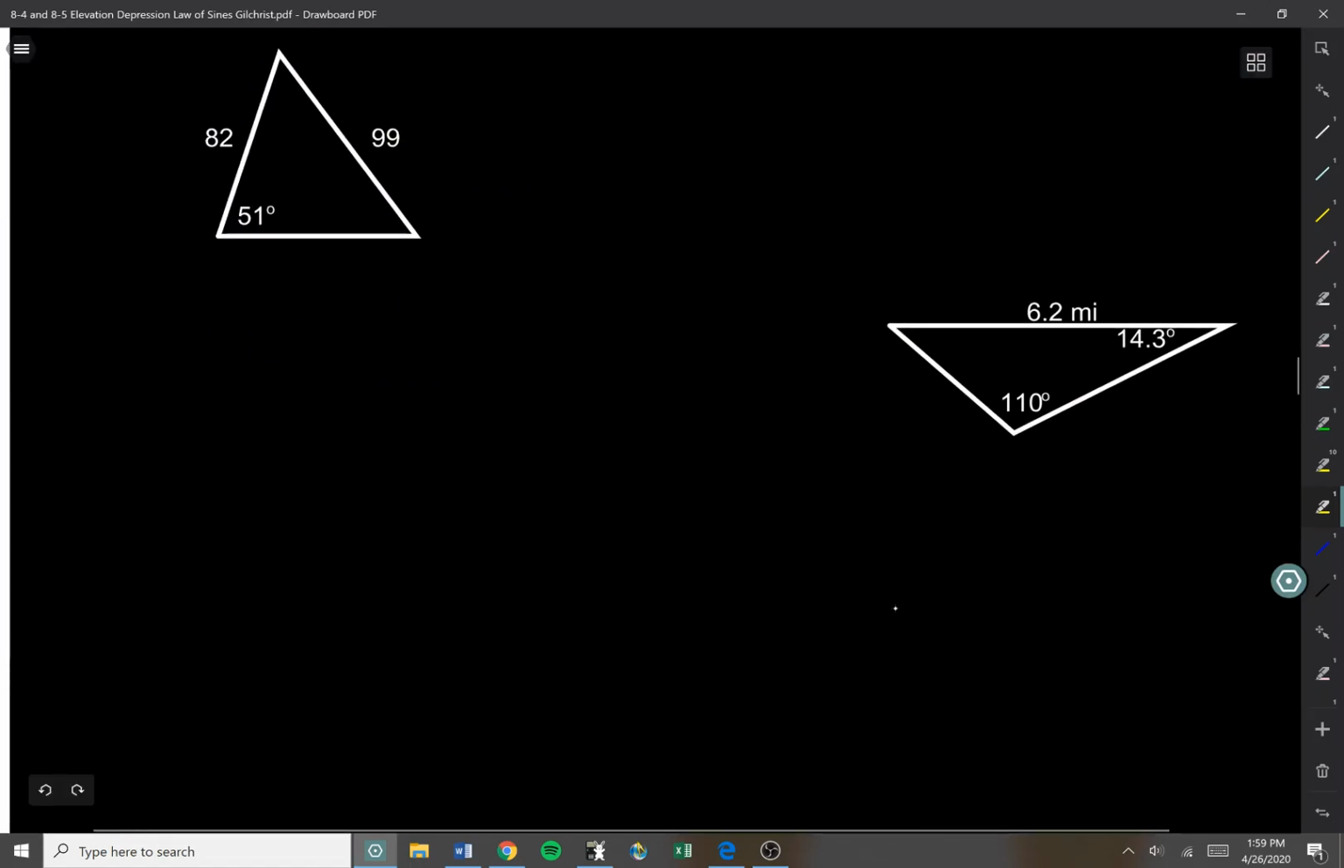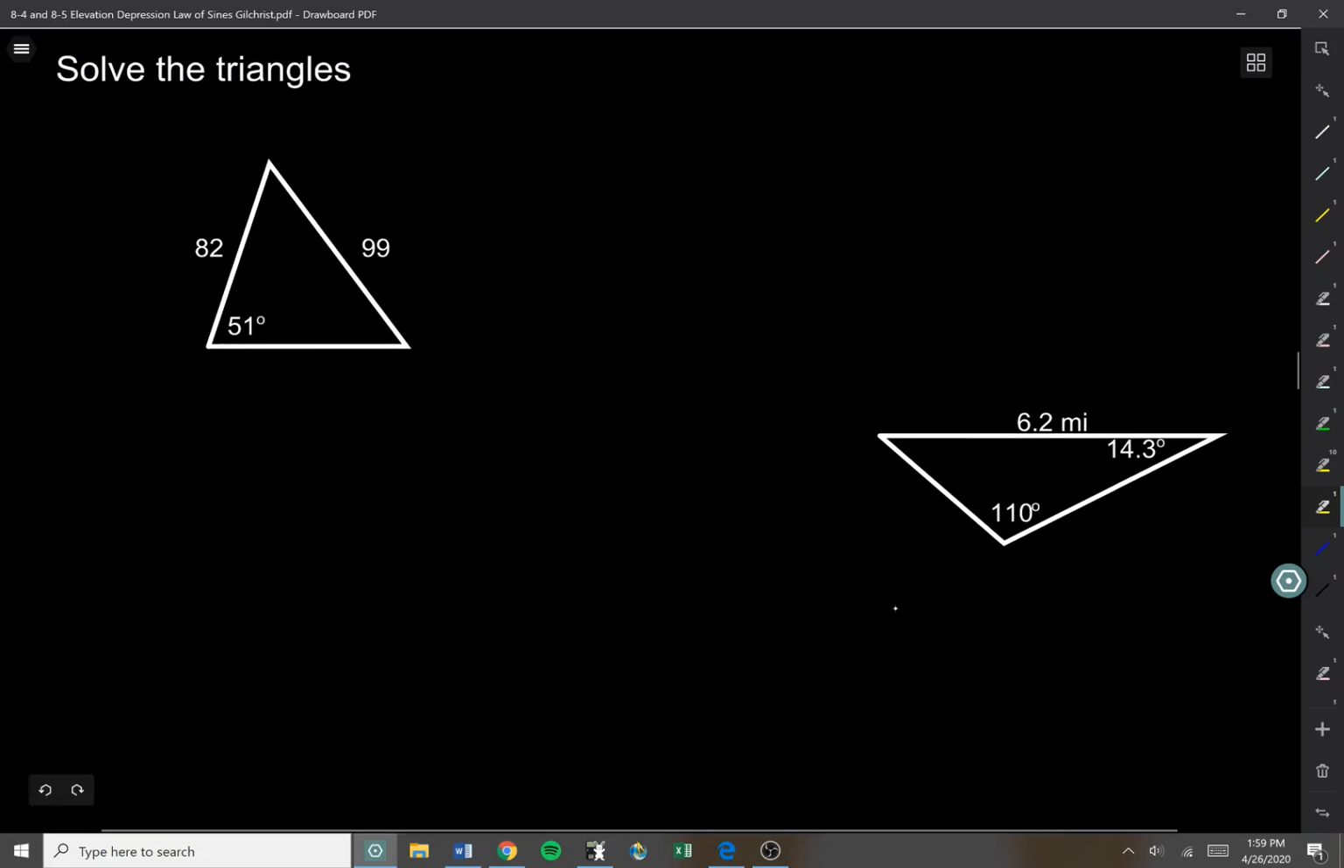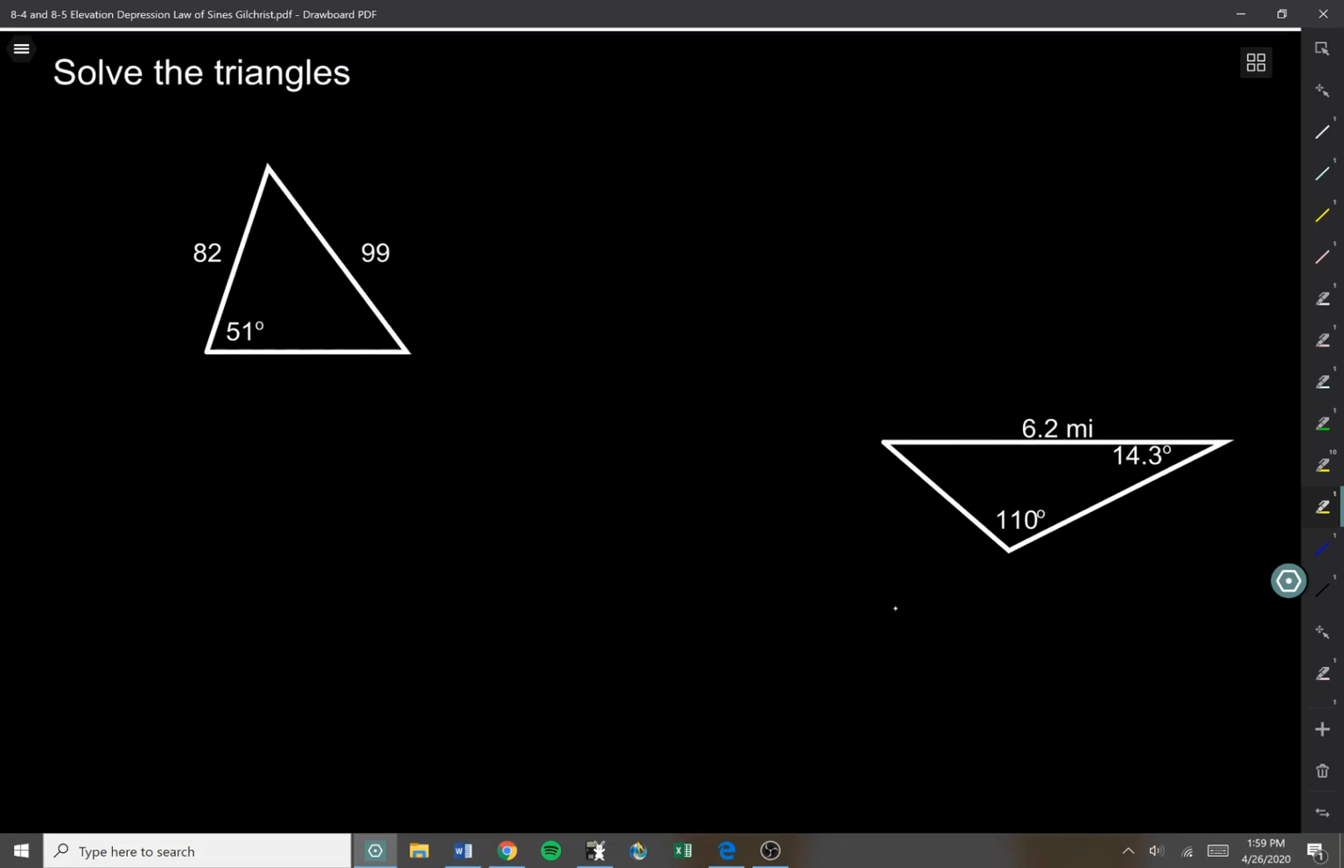Okay, take a second and try to solve at least one of these. I don't care which one. If you want to be real bold, do both. That's probably best, do both. But maybe do one, watch the video, pause, do the other. But right now, pause, solve this triangle. Solve means find all the missing sides and all the missing angles.